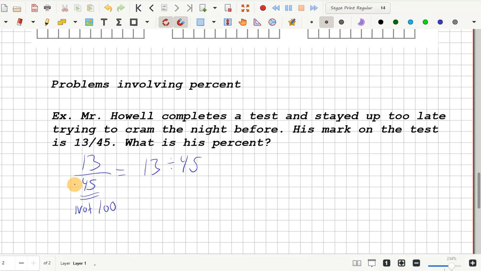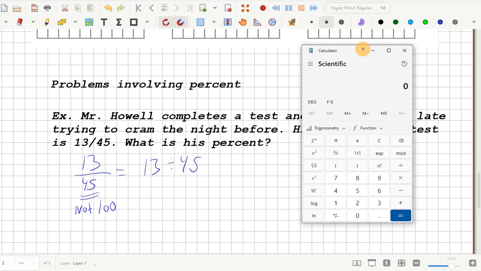I could maybe try to get this out of 100. If this was 13 out of 50, it would actually be a lot easier to get a percent because I would just multiply both by 2 to make an equivalent fraction. But this time it's much more complicated. So in this sense, I'm just going to use my calculator. I'm going to convert this to a decimal. So I get 13 out of 45, which is 0.2. We're going to round to the nearest hundredth, so 0.29.